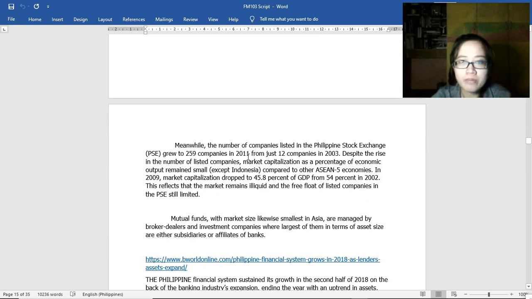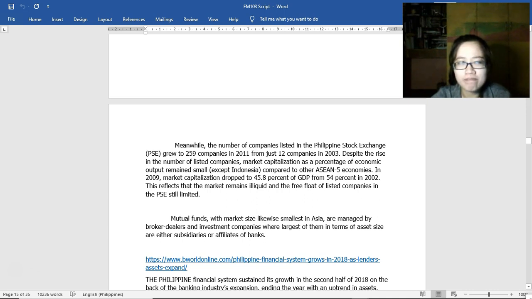Meanwhile, the number of companies listed in the Philippine Stock Exchange grew to 259 companies in 2011 from just 12 companies in 2003. Okay, so we have the Philippine Stock Exchange. Basically, we'll be discussing this in IPM, Investment and Portfolio Management, stock trading. Despite the rise in the number of listed companies, market capitalization as a percentage of economic output remained small.